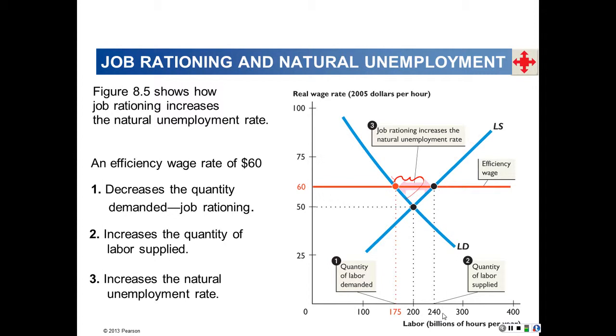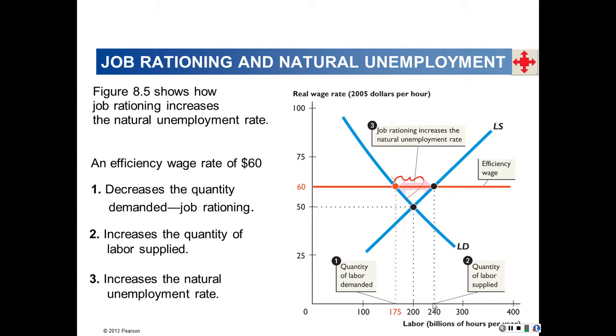Firms, on the other hand, at that wage of $60, would want to hire only 175 billion hours. So you have this excess supply or surplus labor. Now you would think of this surplus labor as hours that workers wish to work, but now they can't find work. Correct? So this gap, 240 minus 175, so many billion hours, are going to be unemployed. These are workers who wish to work, but firms won't hire them.